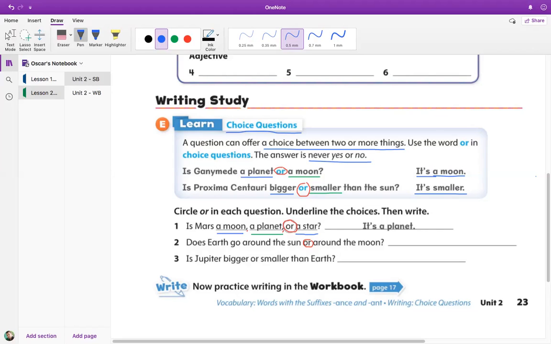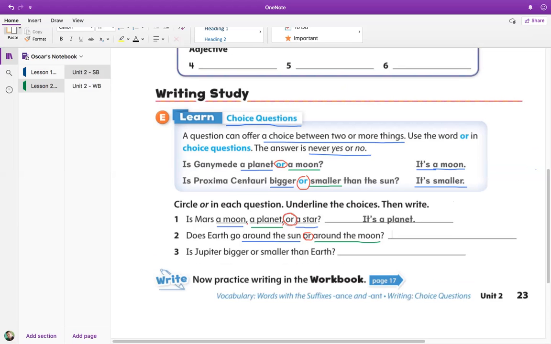So we have around the sun as our first choice and around the moon as our second choice. Now we are going to write the answer by choosing one of these two choices that we have been given. So we have around the sun, around the moon. The question was, does Earth go around the sun or around the moon? We're going to use a pronoun, it, which refers to our Earth. Let's make it just a little bit bigger so you can see it better.